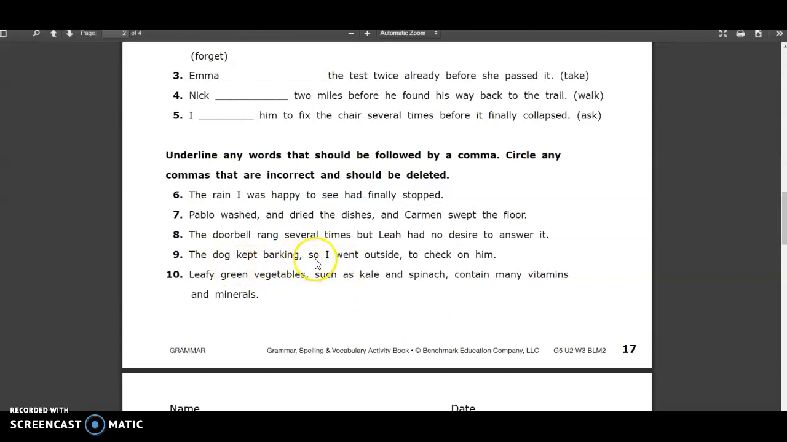All right, and remember, you're also looking for commas that are in the wrong spot. So some of these commas may not be in the right spot. So you need to circle them. Okay, that should be out of there and deleted.